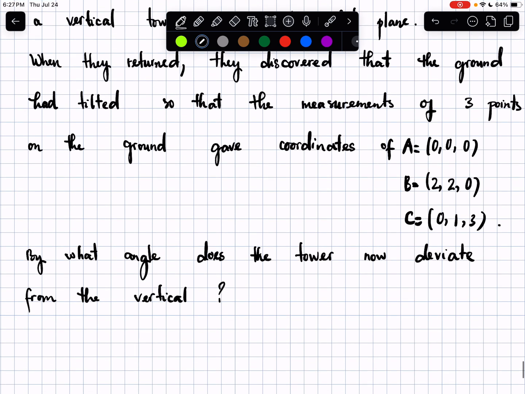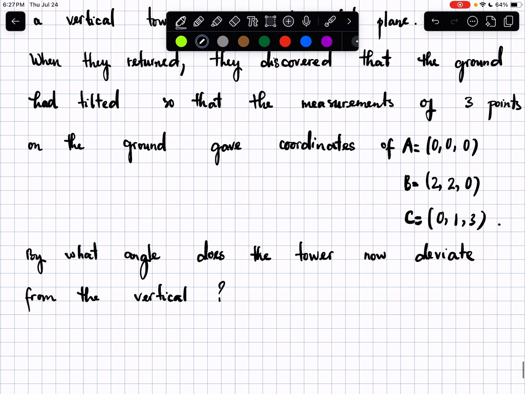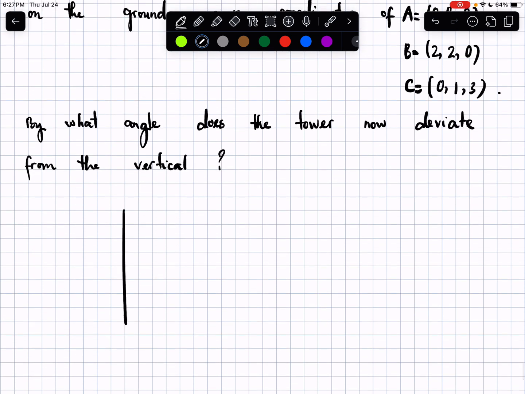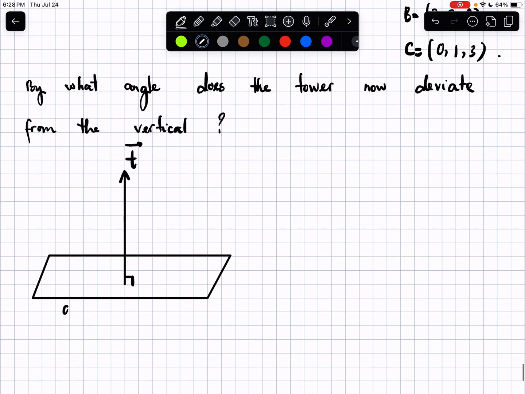By what angle does a tower now deviate from the vertical? So at the beginning, say the tower is on this ground, so it's perfectly fine. So this tower is perpendicular to the ground, and let's call the tower T. So this vector is perpendicular to the ground, and say here's the ground.